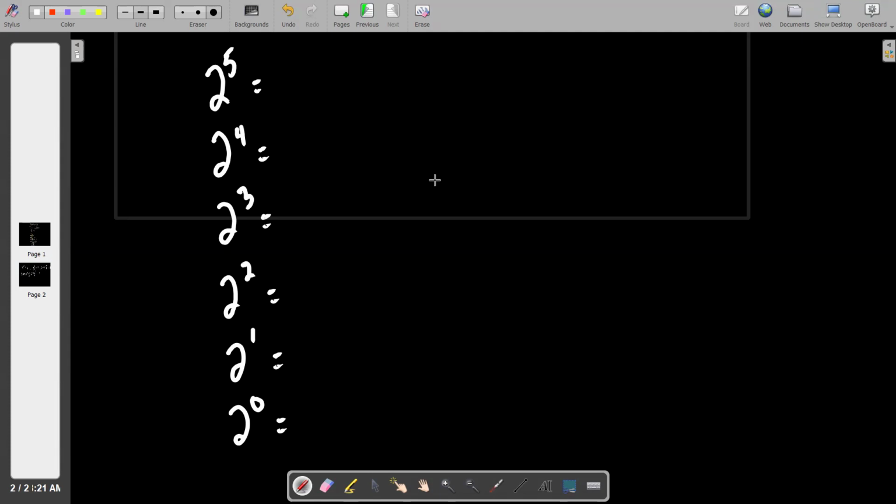You can count them on your fingers. Ready? 2 to the 5th power. 2 times 2 times 2 times 2, 16 times 2. So 2 to the 5th power is 32.